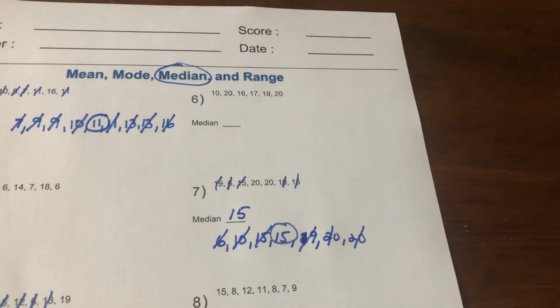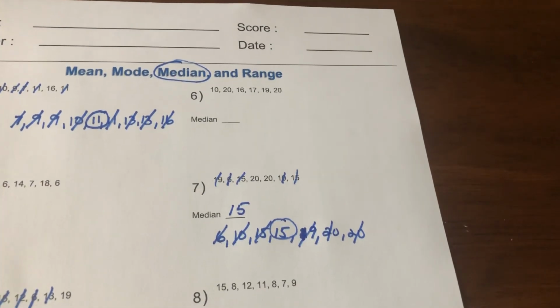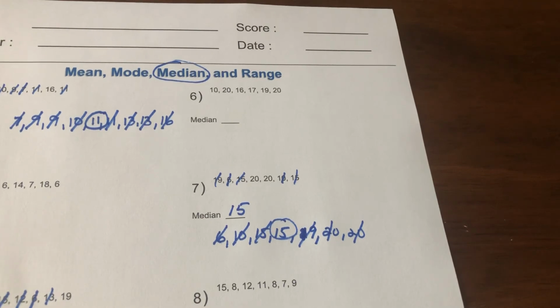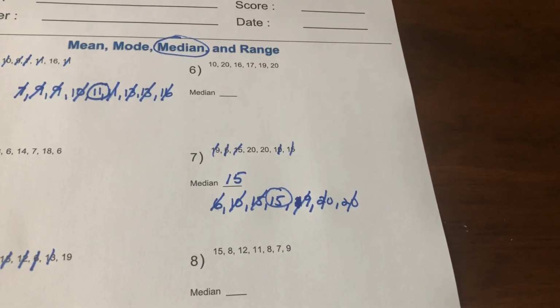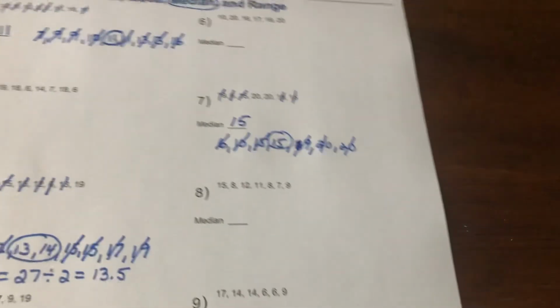So the rule is when you have an odd number of numbers in the data set, you're going to have one number in the middle. If you have an even number of numbers in the data set, you're going to have 2 numbers in the middle, and that's where you have to add them up and divide by 2.